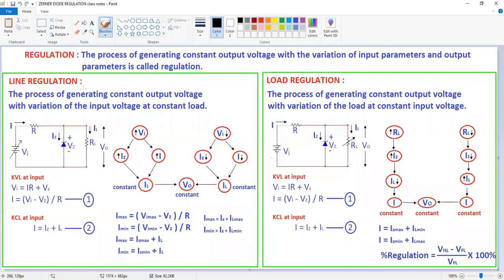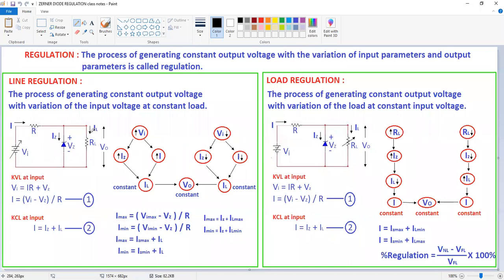Now, what is meant by this regulation? The process of generating constant output voltage with the variation of input parameters and output parameters is called regulation. Before going to line regulation and load regulation, I will discuss a few topics here.